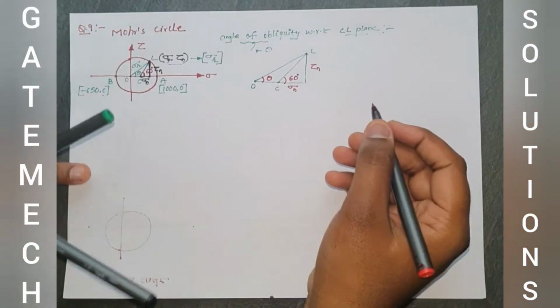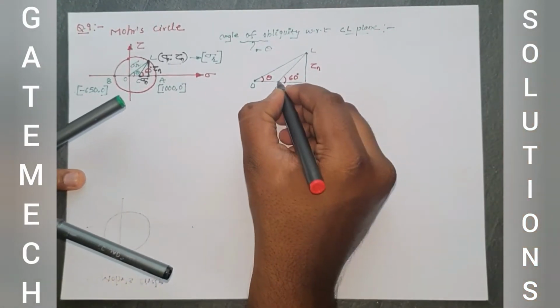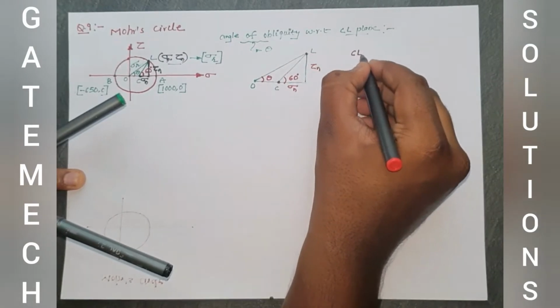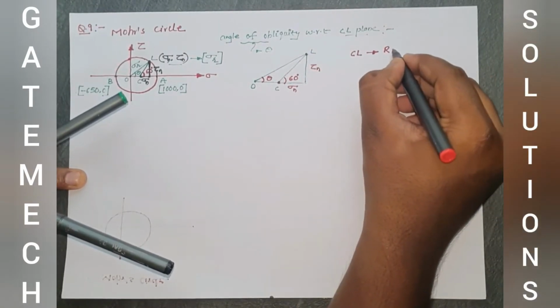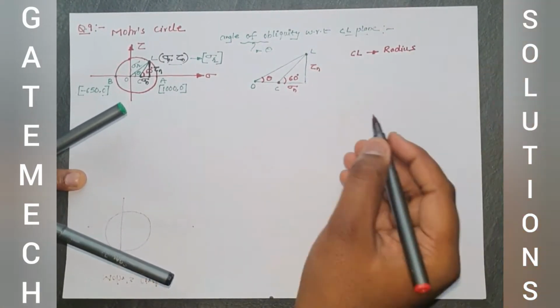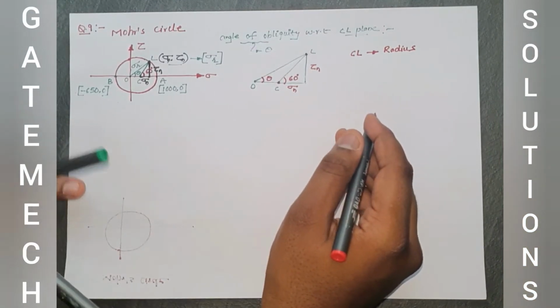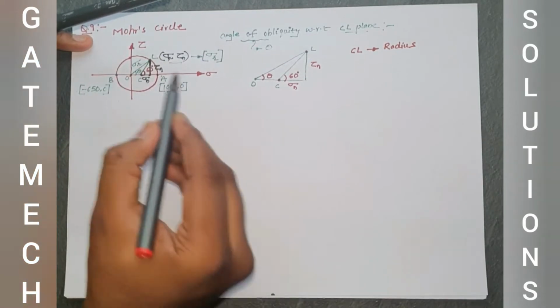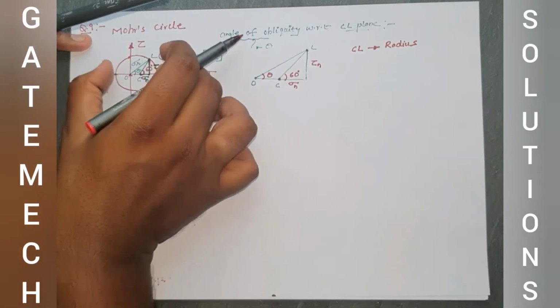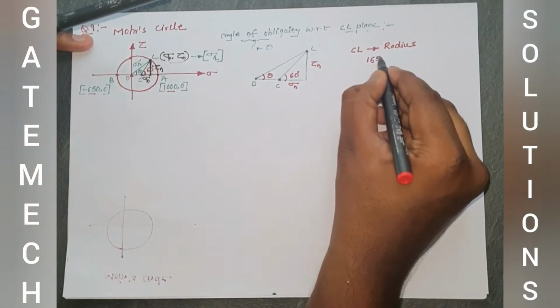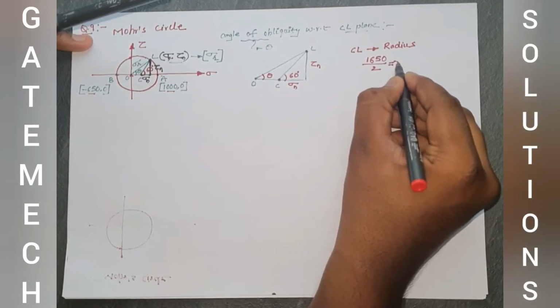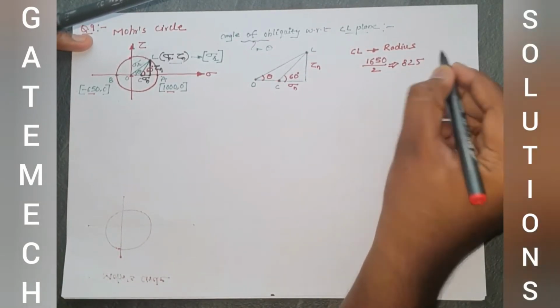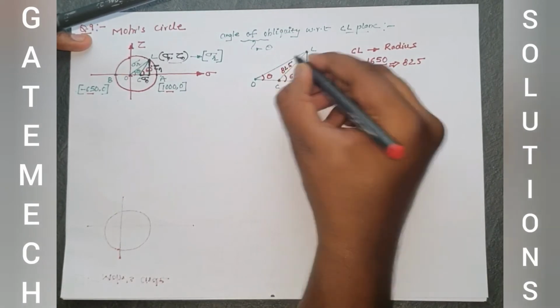Now, to calculate this thing, first if you know the value of CL, CL is exactly called a radius of the circle. If you know the diameter, then it is possible to calculate the radius. What will be the diameter from origin to here? O to A, the value is 1000. From O to B, the value is 650. The total diameter will be 1650. The radius will be divided by 2. There you will get the value of 825 megapascal. So this is 825. Right?